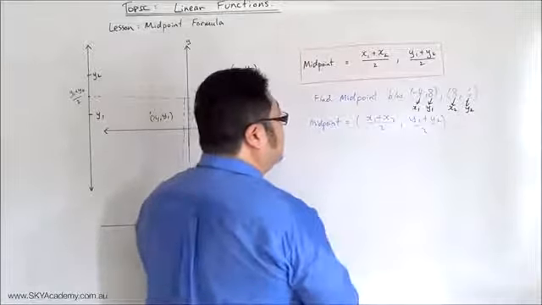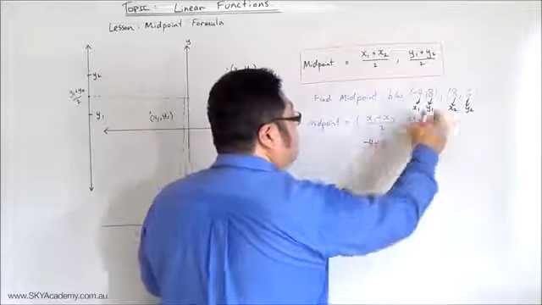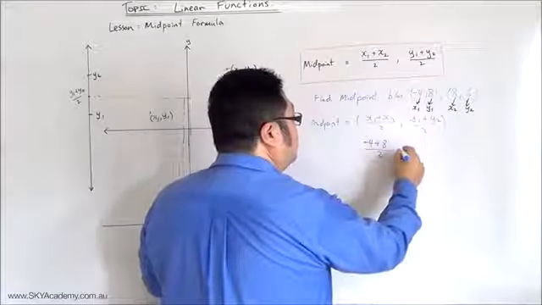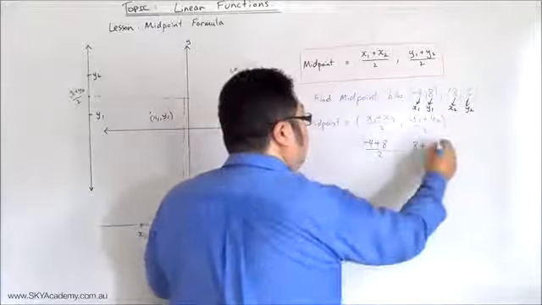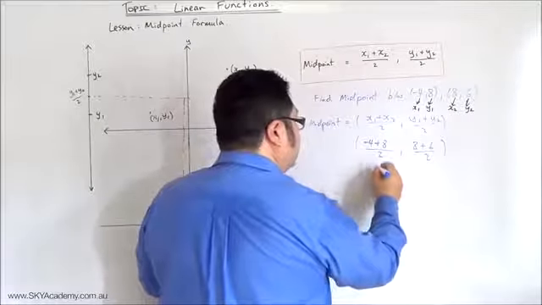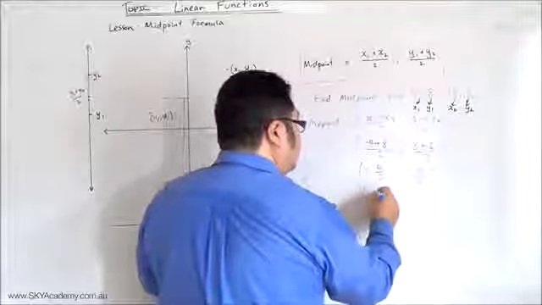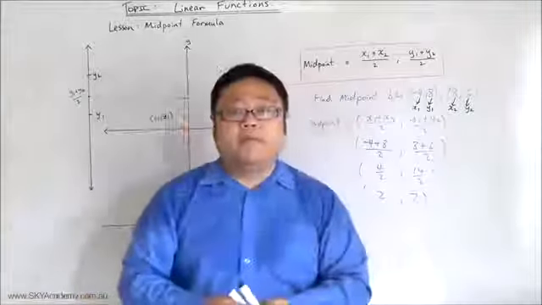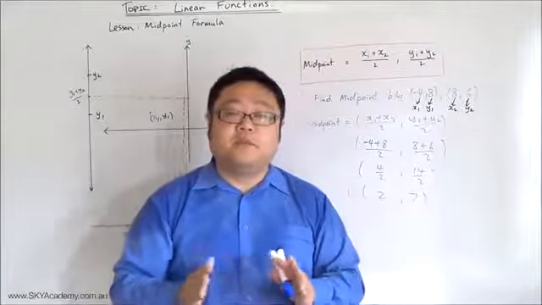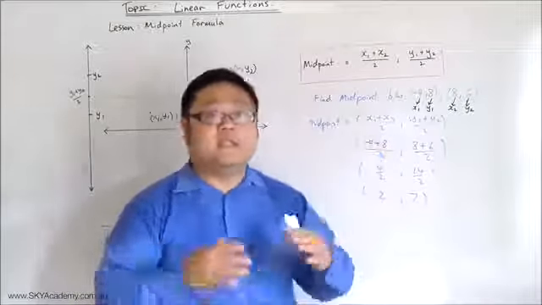So the answer would be -4 plus 8, because it's that plus that, over 2, and then 8 plus 6 over 2. Now, that ends up equaling, what is it? 4 on 2 and 14 on 2 ends up equaling 2, 7. And the midpoint is (2, 7). Yeah, midpoint, most students find that not too bad, not too difficult, but just have a look at that and see if you understand.